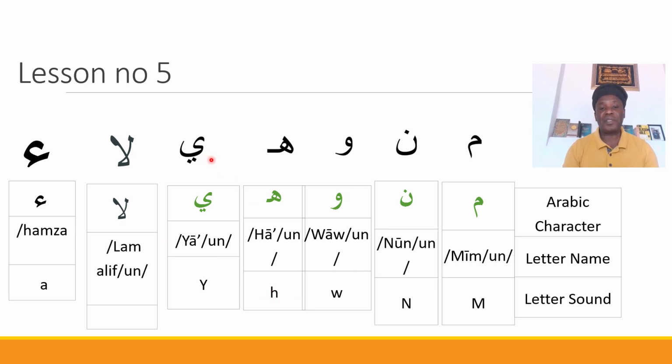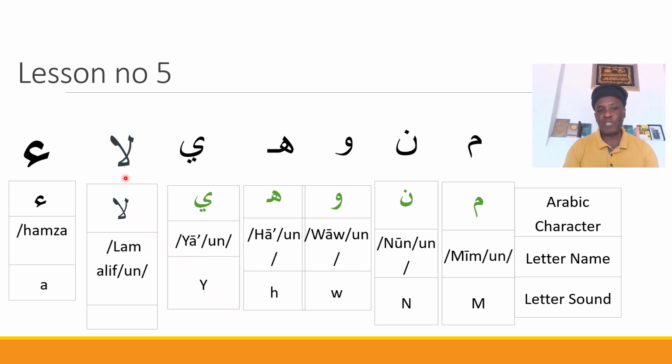In ya, please look at this letter. It's got 2 dots at the bottom. I think that's the first one that we see with 2 dots at the bottom, and that's ya. It's normally pronounced as ya or Y. Sounds more like Y.